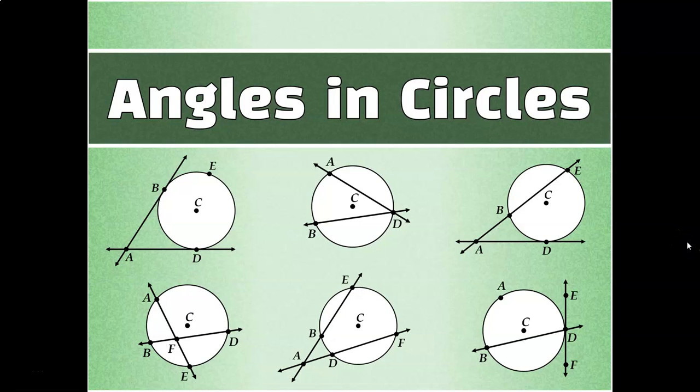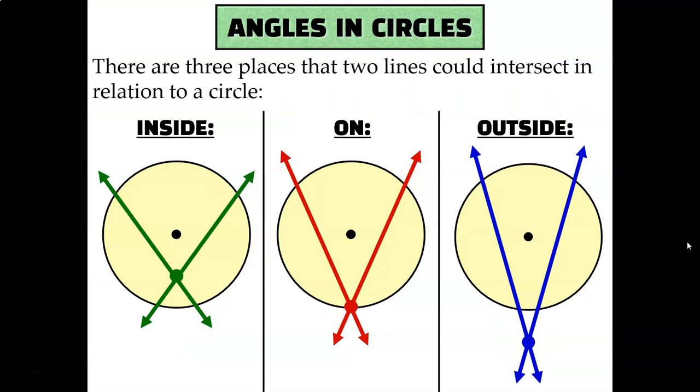Let's talk about how to calculate the measures of angles formed by tangents and secants in circles. There are three places that two lines could intersect in relation to a circle. Two lines could intersect somewhere inside of the circle, like these two green lines. They could intersect on the circle, like these two red lines, or they could intersect outside of the circle, like these two blue lines.